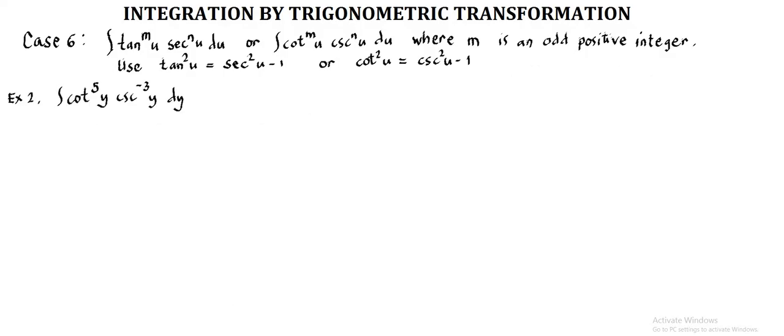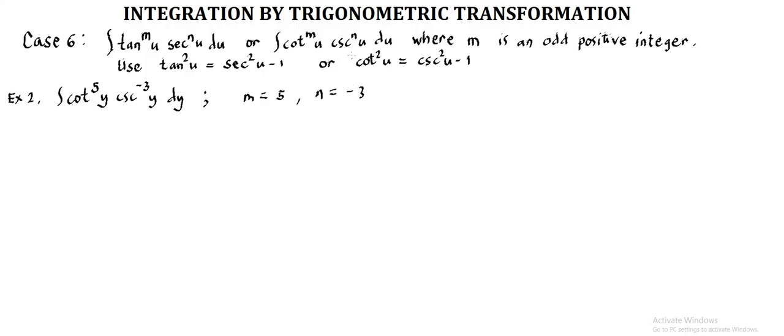Okay, next, example 2 tayo sa ating case number 6. So, ang ating problem, integral of cotangent to the 5th of y cosecant to the negative 3 of y dy. So, dito, yung ating m, yung exponent ng ating cotangent ay 5, at yung ating n ay negative 3.